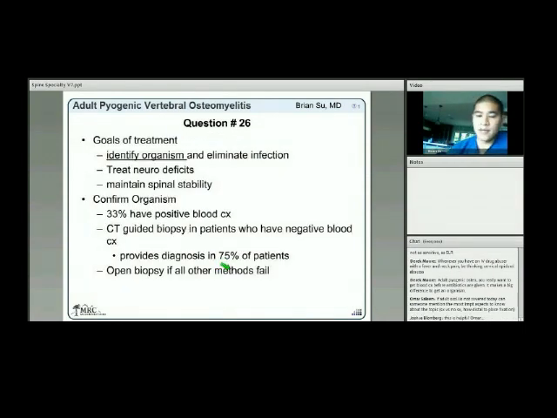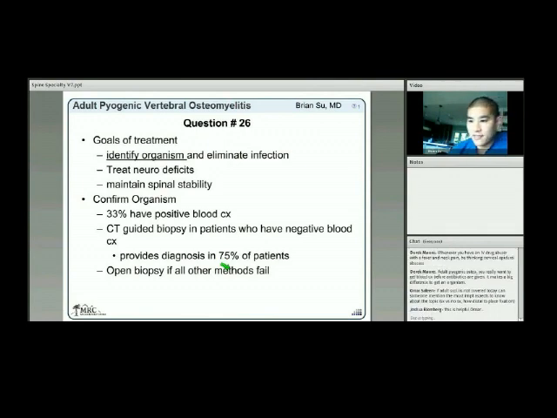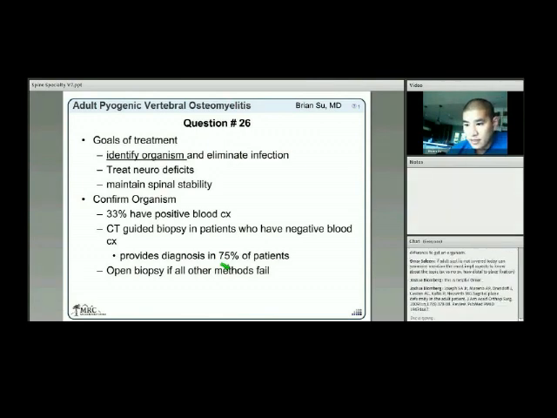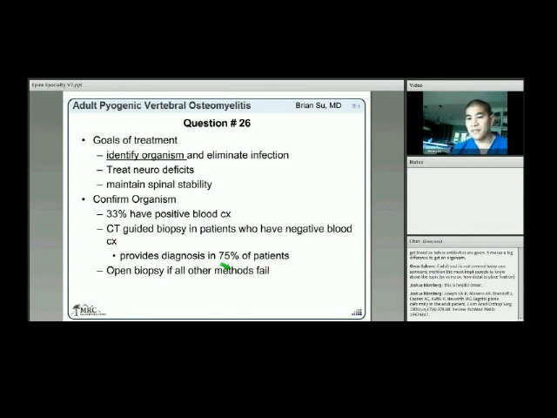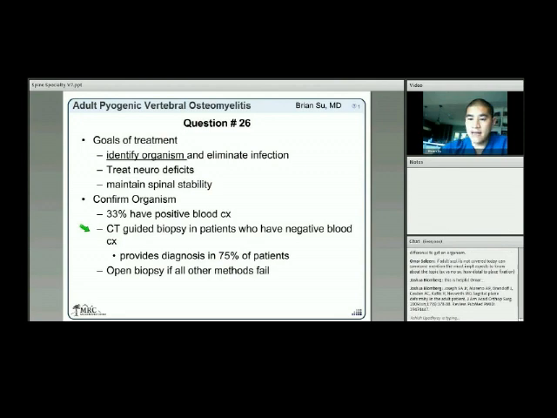So how do you treat vertebral osteomyelitis? The boards is trying to get you to think that you need to identify the organism and you need to eliminate the infection. You need to treat any neurological deficits and, as usual, maintain spinal stability. So remember, only 33% will have a positive blood culture. The question stem said that they had a negative blood culture, so it shouldn't be surprising to you. Remember, the goal of treatment is to identify organisms, so if you cannot get a blood culture and you don't have an organism, CT-guided biopsy is the board answer. 75% of the time, that will provide you with a diagnosis.